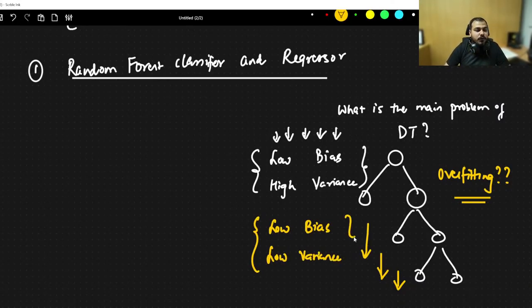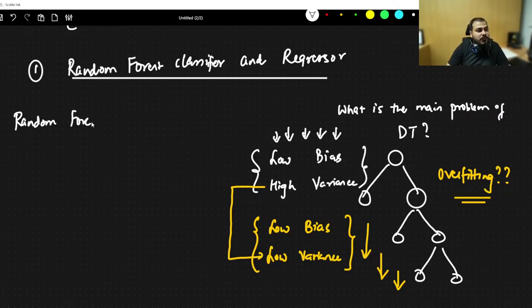So if somebody asks you, why do you use random forest? You can basically explain about decision trees like this. Now, my main aim is to convert this high variance to low variance. I will be able to convert this high variance to low variance using random forest classifier or random forest regressor. Now, what does random forest do? Random forest is a bagging technique.